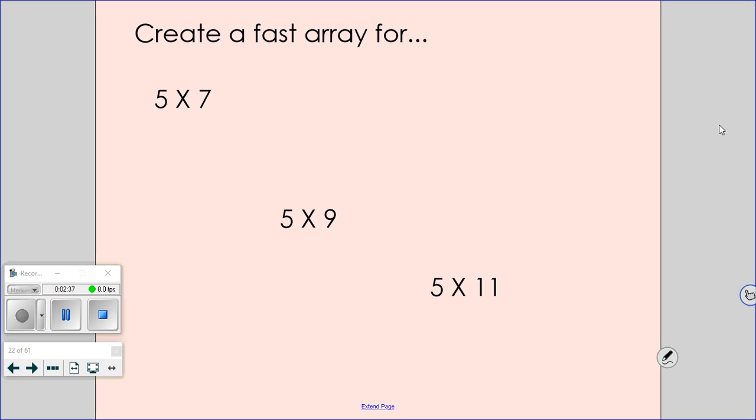All right, on your desk, create a fast array for 5 by 7. What is a fast array for a 5 by 7 going to look like? Once you've got a fast array for 5 by 7, solve it and put one hand on your head when you have the product. So I know you are ready to go.